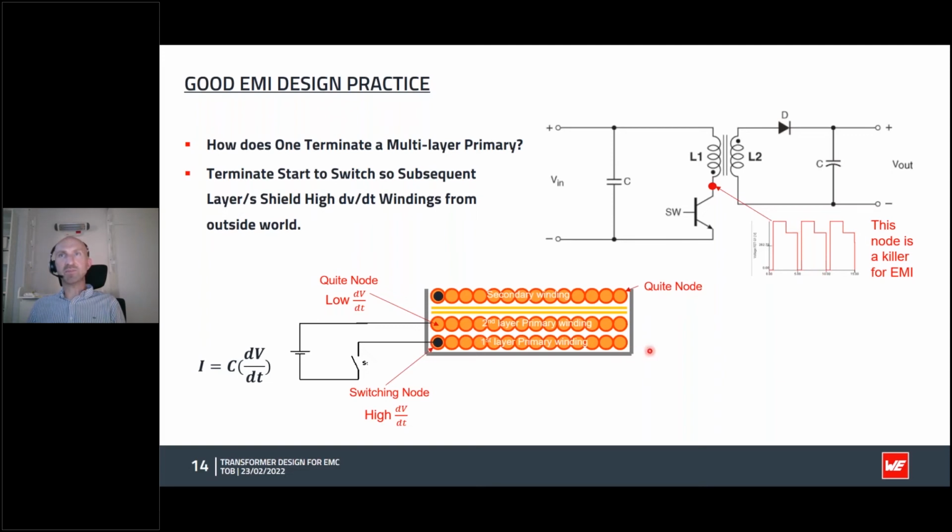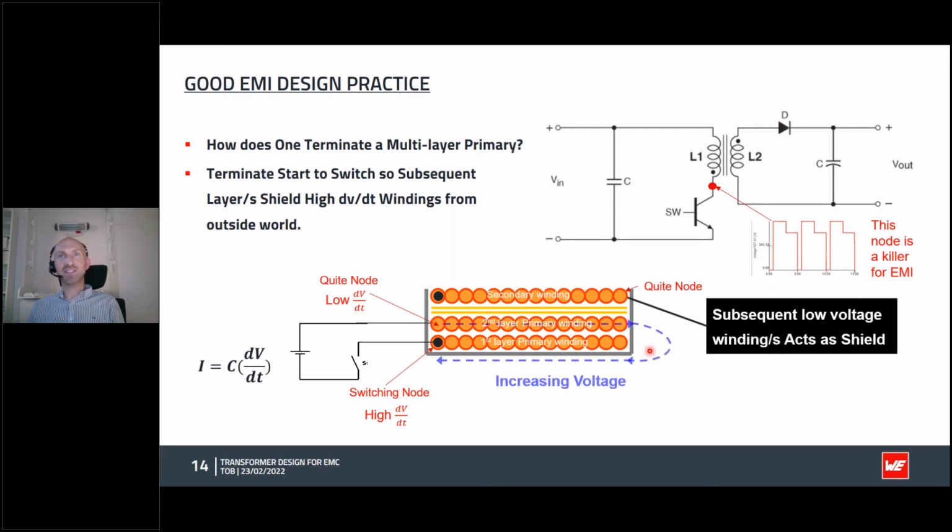It's a very simple technique, but not always followed, as I have seen on many transformer designs, or at least when customers come, they often have this switching node up here. But if possible, then always try to keep it as far away from the barrier. Of course, we need at least a two layer winding to implement this. If it's just a single layer primary, then it's not so possible.